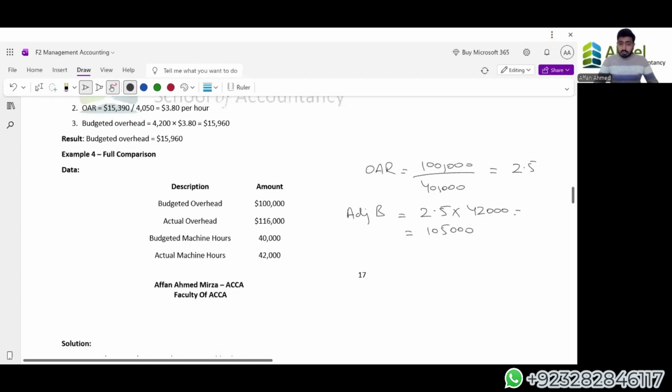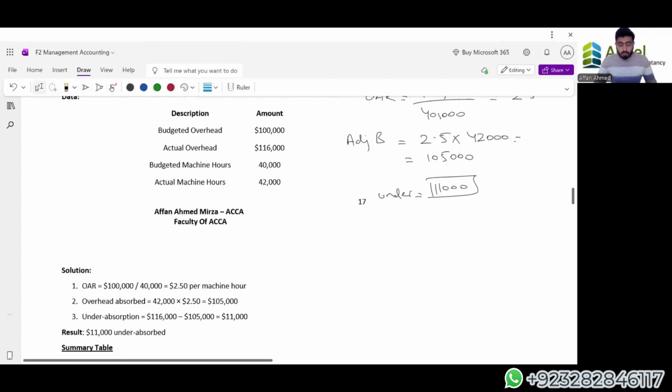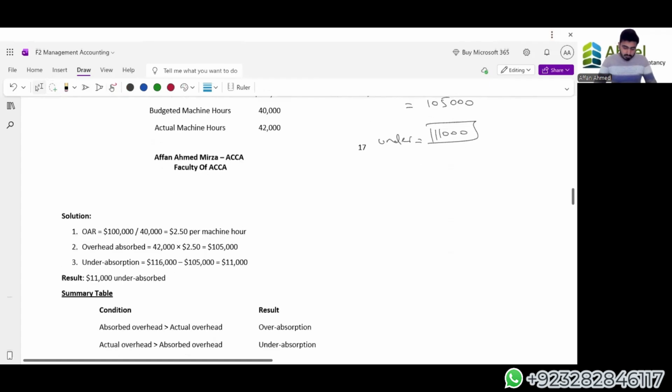My actual overheads are 116,000. That means I'm again having an under position, by approximately 11,000. So this is the position that I'm having in under over absorption. I believe that under over absorption is clear to you guys now. Whether the approach is working backwards or forward, it's not an issue for you guys.